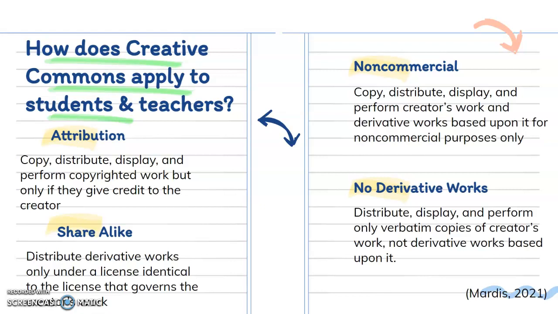Attribution is the first thing. You can copy, distribute, display, and perform copyrighted work, but only if you give credit to the creator. Share alike. You can distribute derivative works only under a license identical to the terms of the license that governs the creator's work. And derivative just means that something is based on another source.